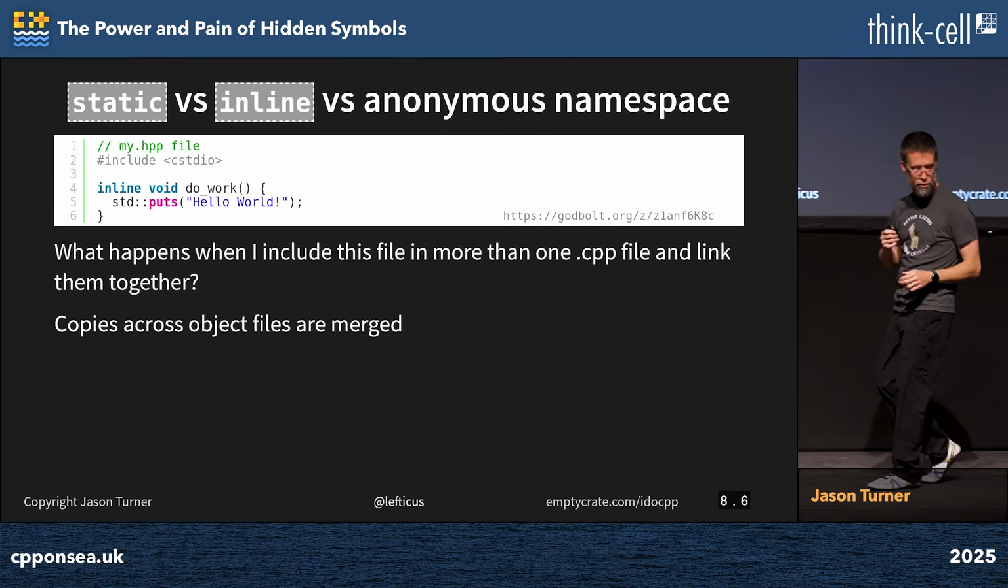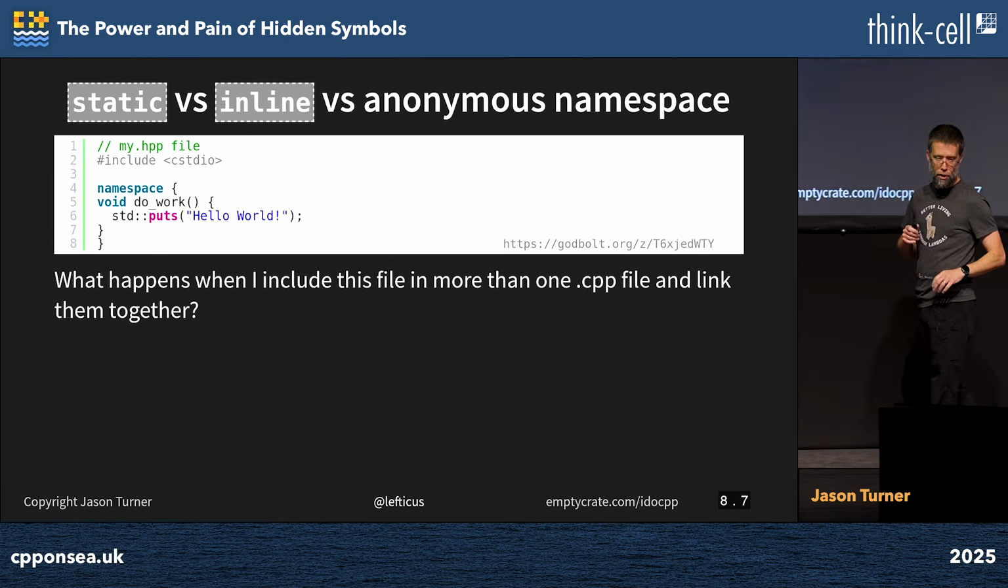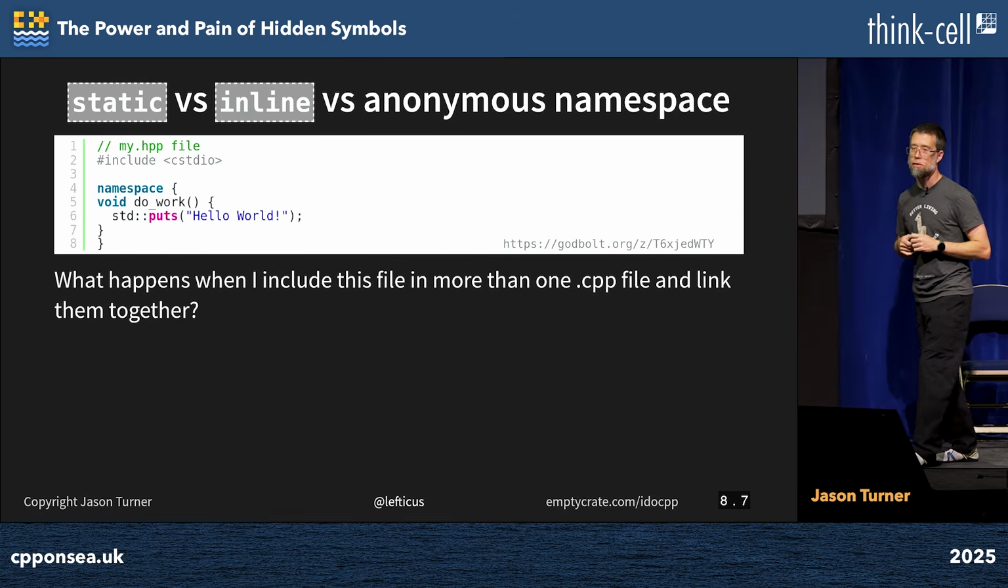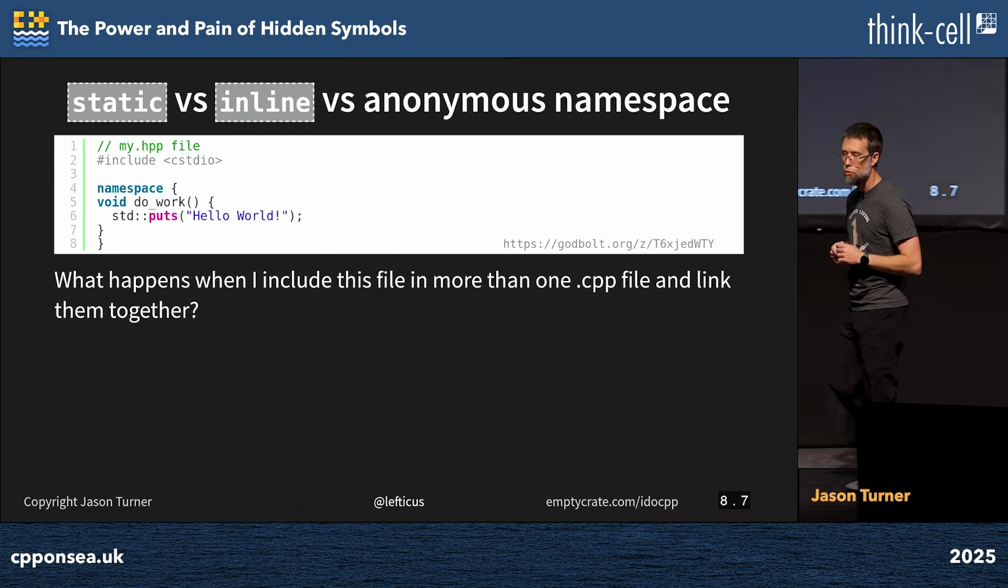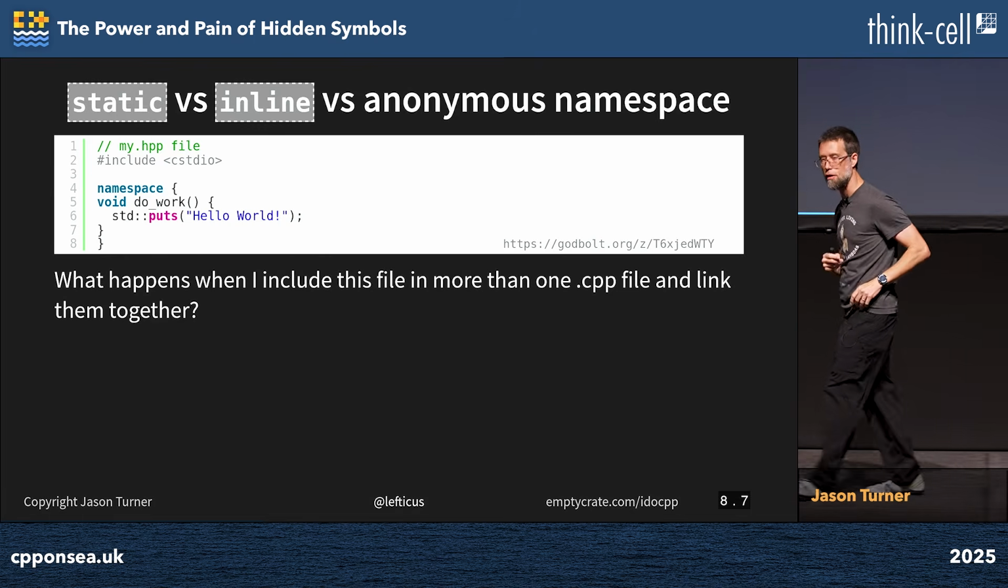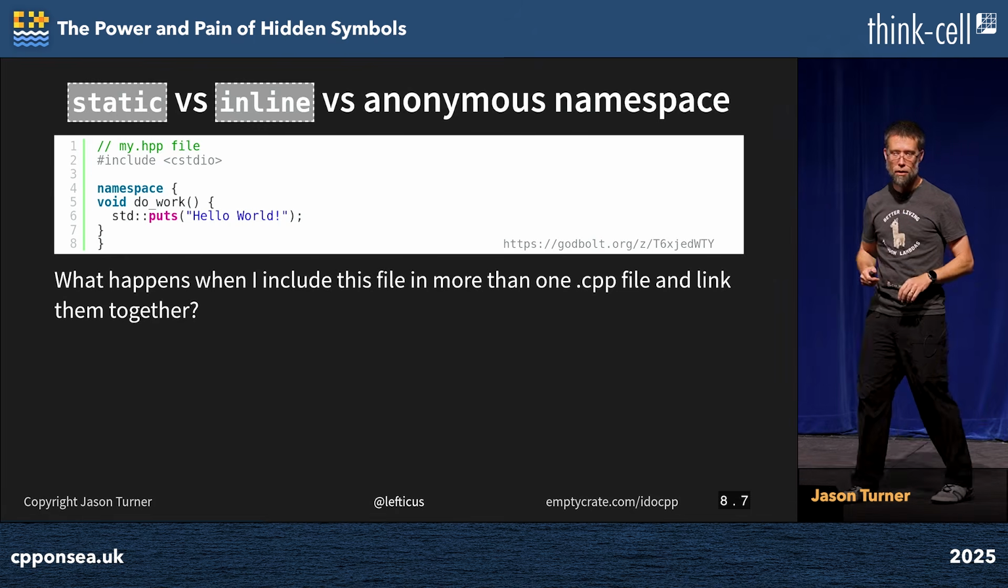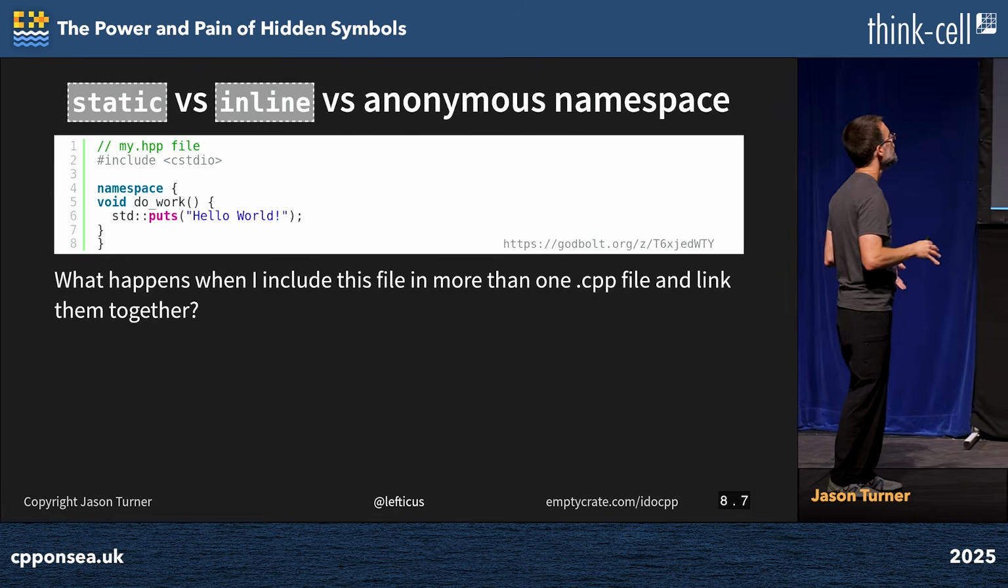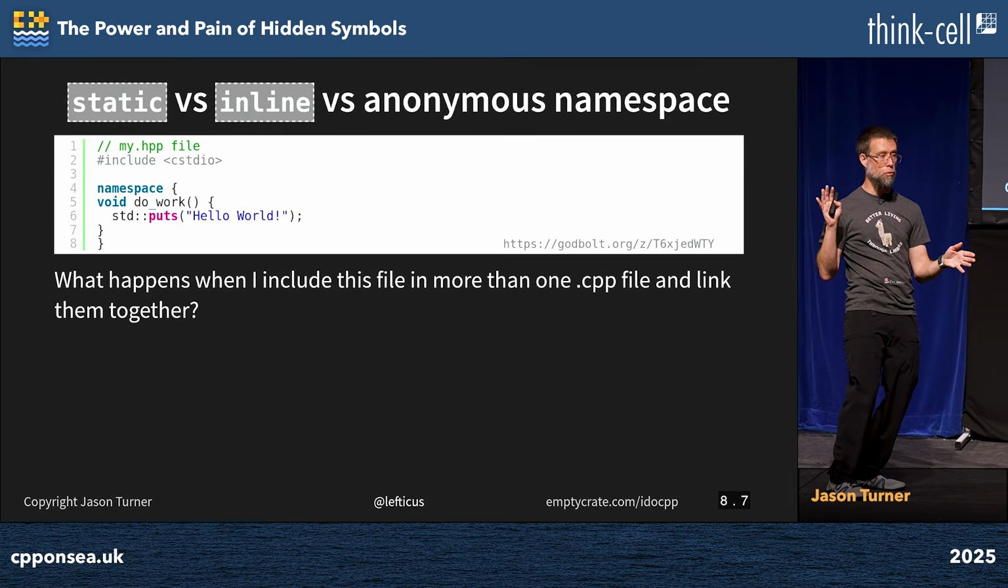Copies across the object files are merged. Okay, very good. All right. Now I'm going to put it into an anonymous namespace. Now what happens if I include this in multiple different files and link it together? Multiple copies, but in a magic kind of way.